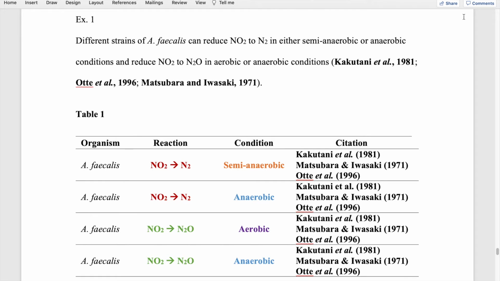What is the chance that the results reported in this sentence are from similar experiments carried out separately in all 3 research papers, as I'm showing in example 1 and table 1? For example, did all 3 papers report NO2 being converted to N2 by A. faecalis under semi-anaerobic conditions? Or did all 3 papers report NO2 being converted to N2O by A. faecalis under aerobic conditions? Although it is possible that similar experiments were carried out in all 3 research papers and similar results were obtained, it is highly unlikely.